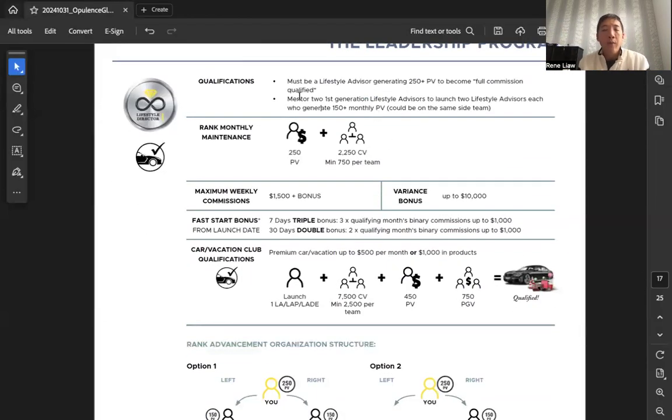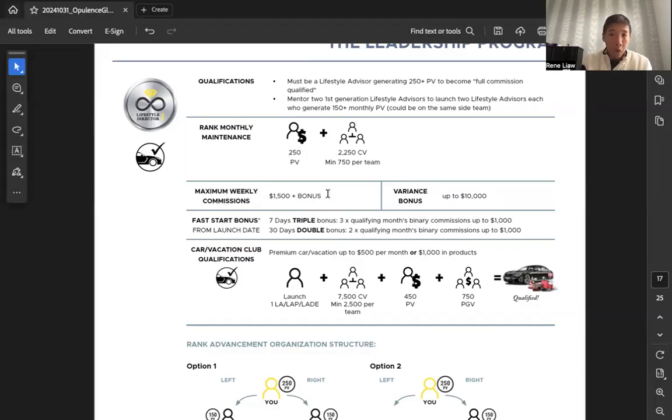So again, once you have your first two LAs that have their own two, now you have the structure. You're going to become an LD1. Now, to maintain that every month, what you want to have is your monthly 250 PV, and of course, your group volume of 2250 with a minimum of 750 on each team. So that's the monthly maintenance. When you have that monthly maintenance, your maximum weekly commissions is $1,500 per week plus bonuses, which is about $6,000 per month.